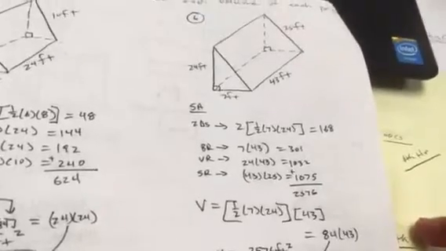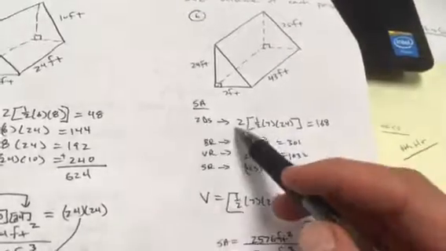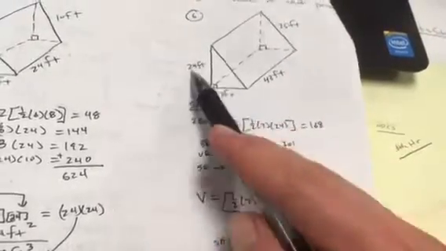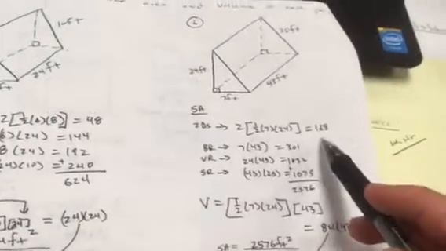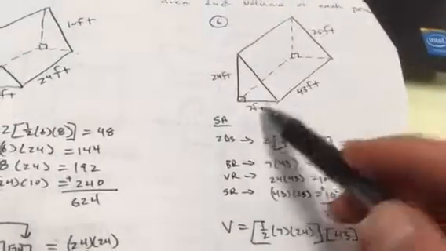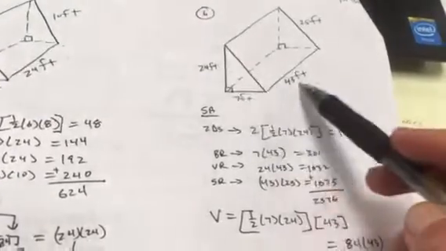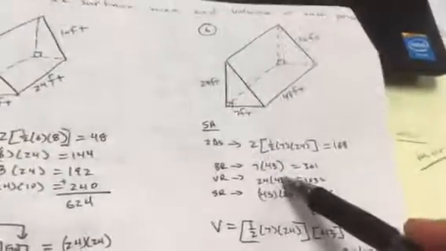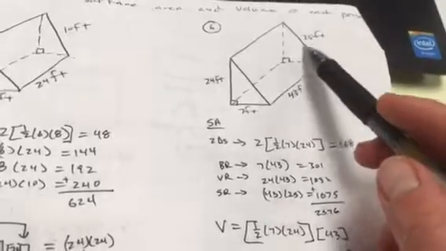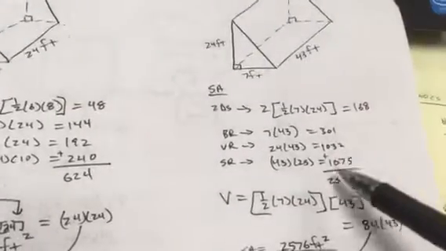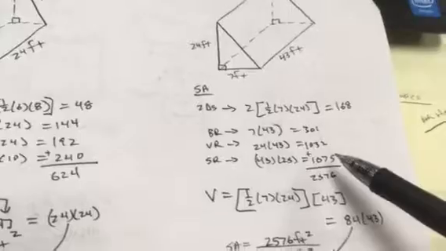So number 6 is just like that. You have two triangles that are 1/2 base times height. Again, those cancel, gives you 168. Then you have a bottom rectangle that's 7 by 43. You have a vertical rectangle that's 24 by 43. And you have a slant rectangle that's 43 by 25. Add them all up. That's your surface area.